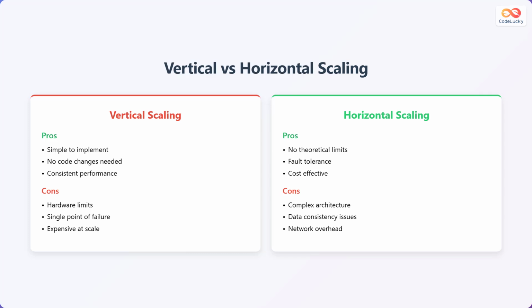Let's compare vertical and horizontal scaling. Vertical scaling is simple to implement, requires no code changes, and offers consistent performance. However, it has hardware limits, presents a single point of failure, and can be expensive at scale. On the other hand, horizontal scaling has no theoretical limits, offers fault tolerance, and is cost-effective. But it involves complex architecture, potential data consistency issues, and network overhead.